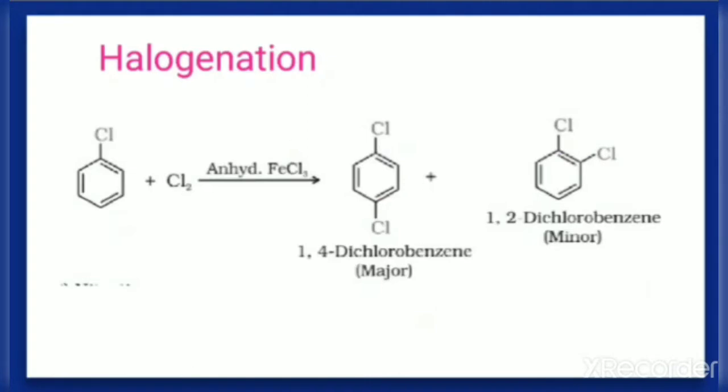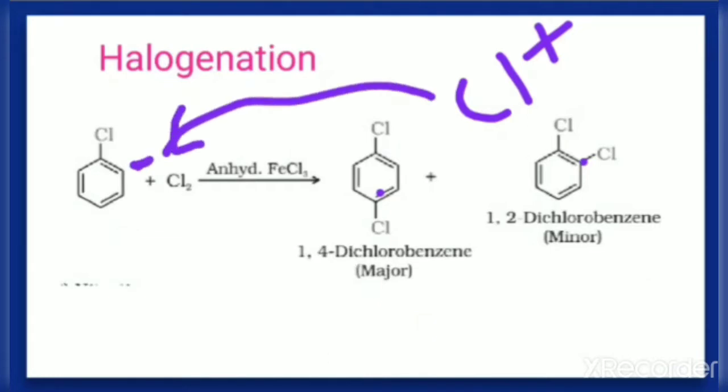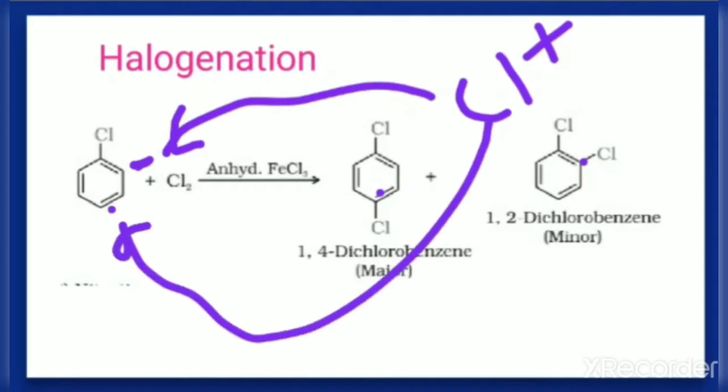Here when you observe, the substitution is taking place at the ortho position. You can see here, this is the ortho position. Substitution is taking place at the ortho position and also at the para position. Therefore, as we have discussed, Cl is an ortho-para directing group. That means the electrophile here, that is Cl plus, is attacking on the ortho position and on the para position. Therefore, we got the two products here.